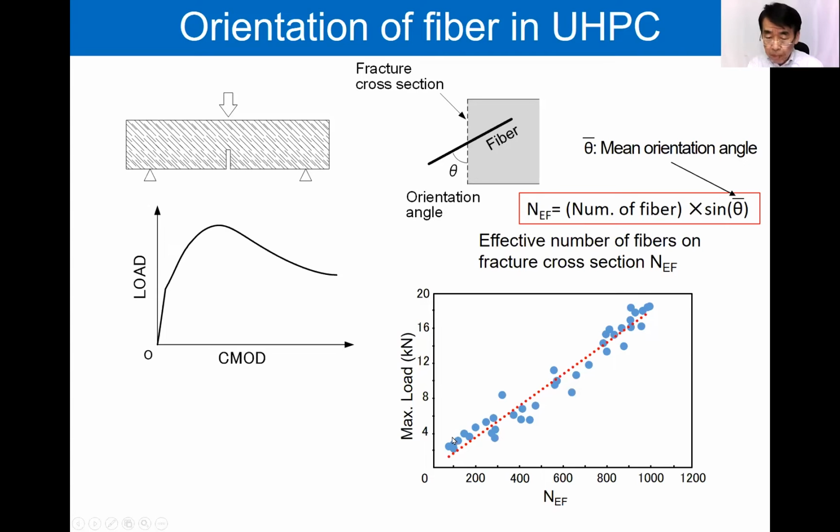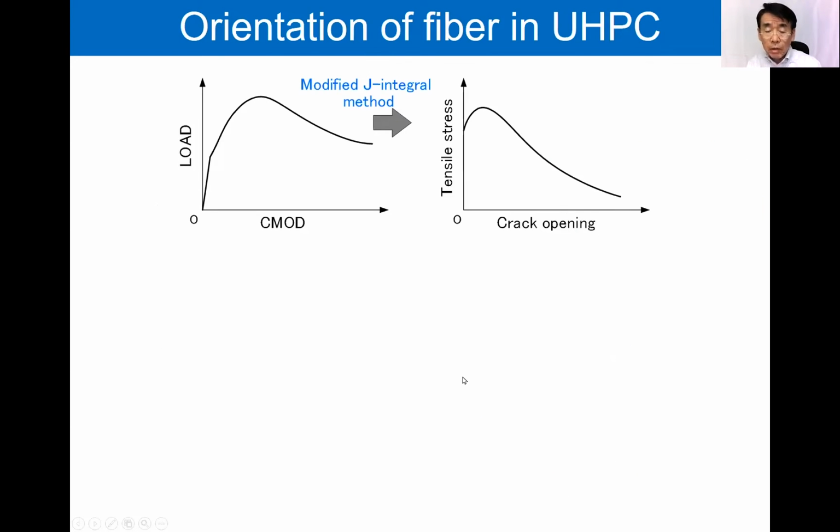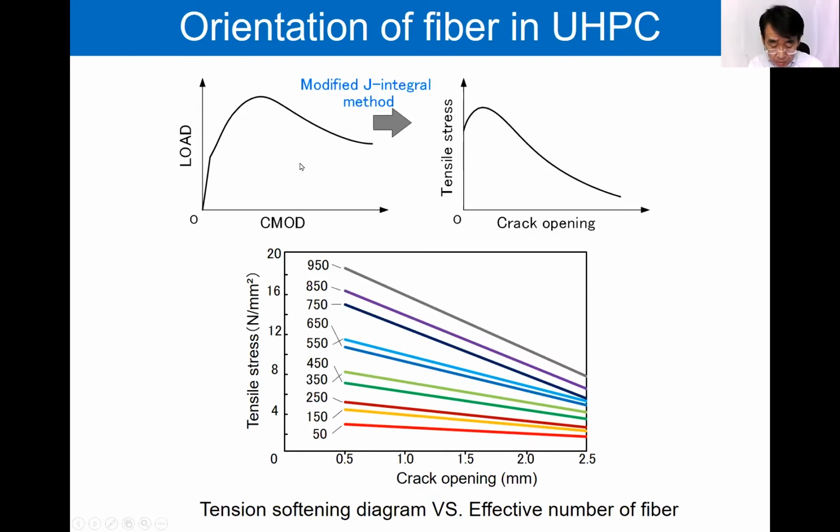The result shows there is a clear correlation between maximum load and effective number of fibers. Furthermore, the tension softening diagrams were estimated from the load-CMOD diagram using the modified J-integral method. This is the result. These numbers are the effective number of fibers. The tension softening diagrams were almost linear for any effective number.